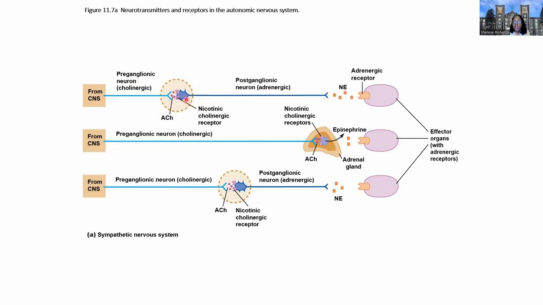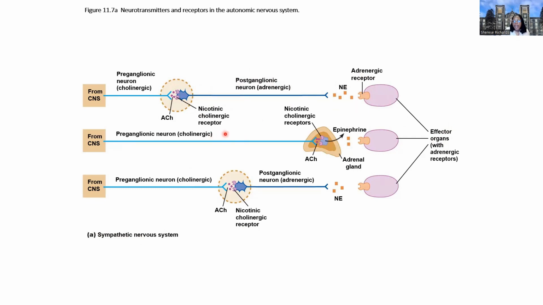Then we have a postganglionic neuron arising from the sympathetic chain, going all the way out to the peripheral target tissues. And that second neuron is going to be an adrenergic neuron because we're on the sympathetic division. So that second neuron will release norepinephrine, and that is going to bind to an adrenergic receptor, which is located on the affected organs.